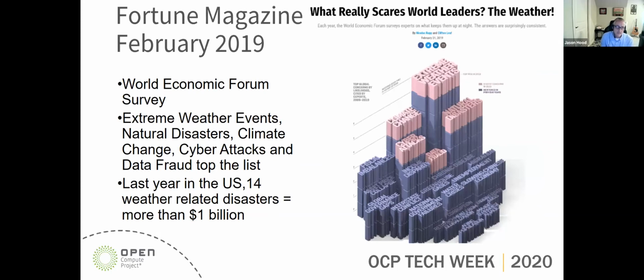This is a survey that actually came out from Fortune magazine last year. And the question was, what really scares world leaders? And you can see at the top of the list is extreme weather events.